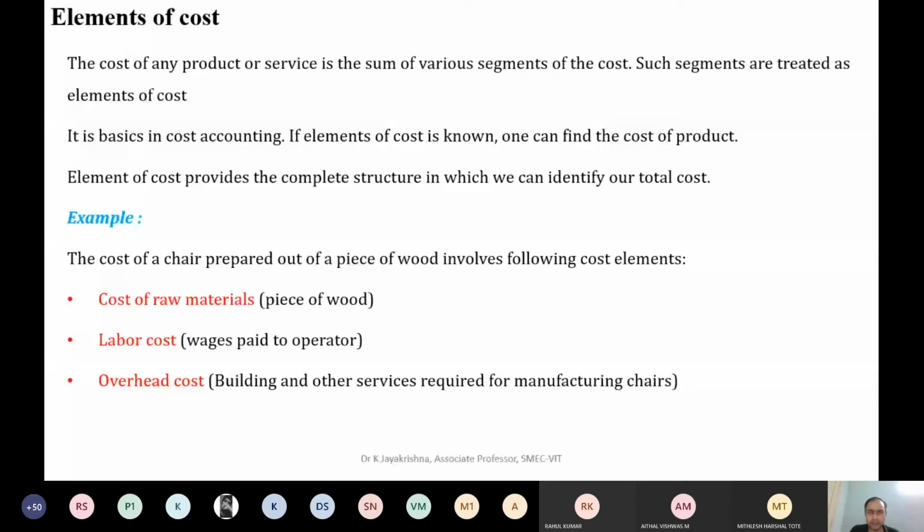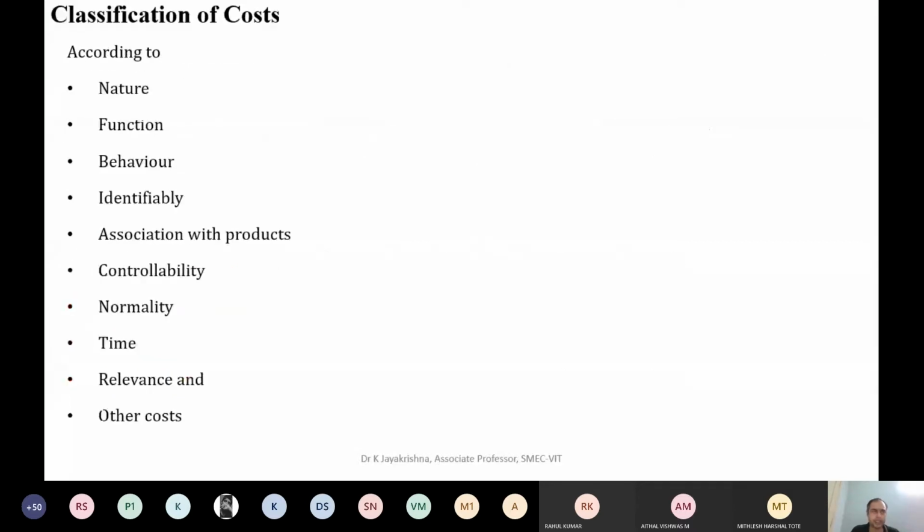Now I have introduced only three things: material cost, labor cost, and overhead cost. We have seen only three types of elements. Again, like this, the cost can also be calculated based upon the nature of the product, the function of the product, the behavior of the product, association with other products, controllability, normality, time, relevance, and other costs. Sometimes time also determines cost, right? For example, the Tatkal system.